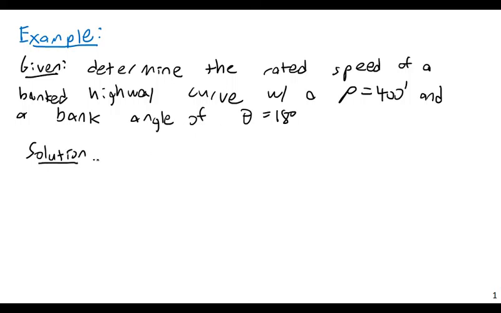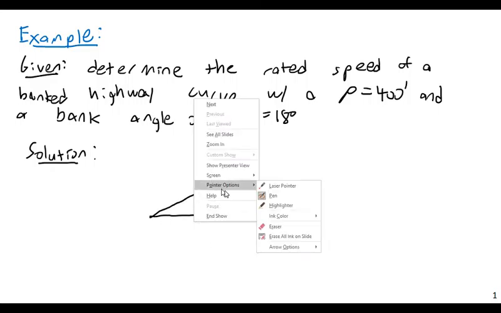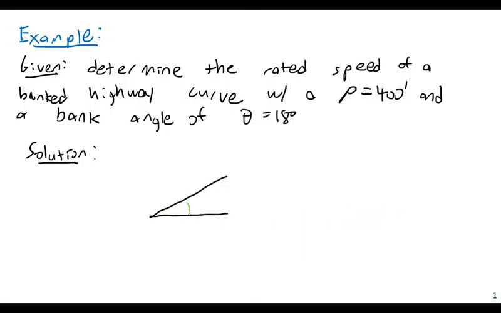And I will draw out the free body diagram as part of the solution. So what's happening here is I have a banked curve. And if you've ever taken a look at a banked curve on a highway, you can see this here. It has an angle of 18 degrees. Well, this particular one has an angle of 18 degrees.